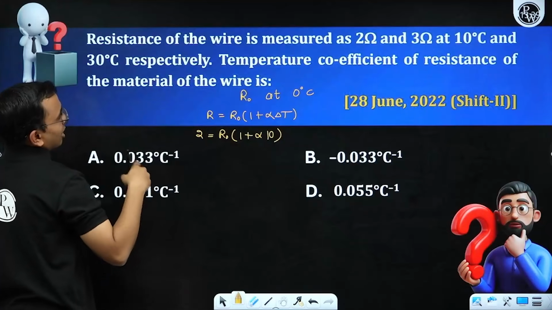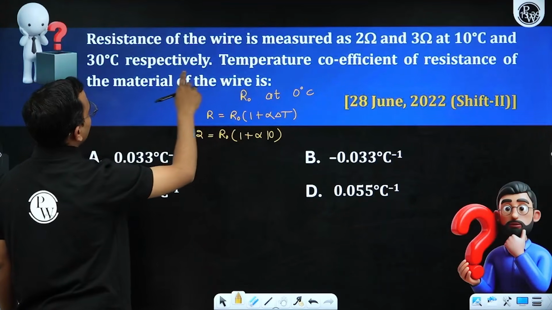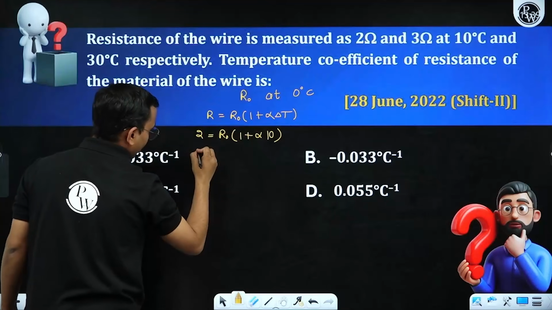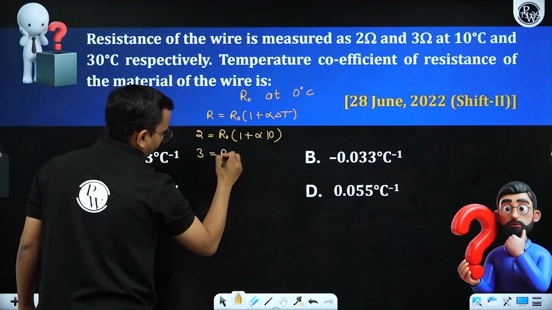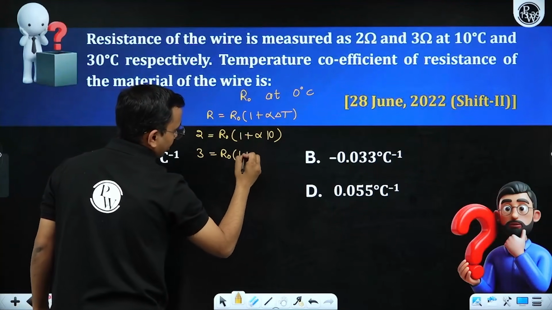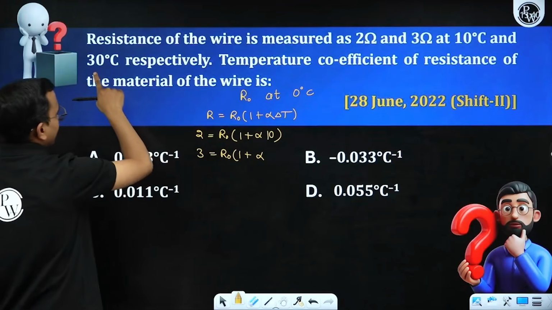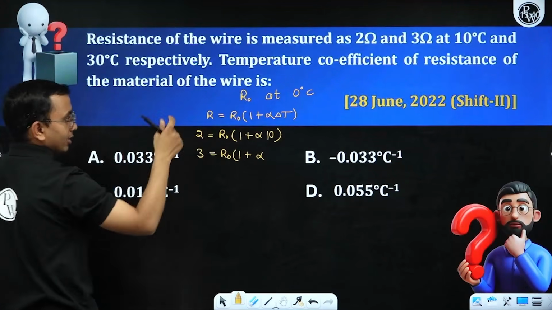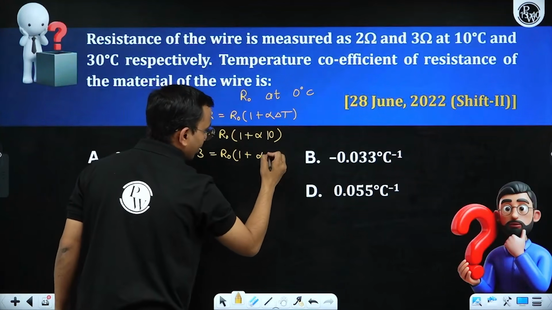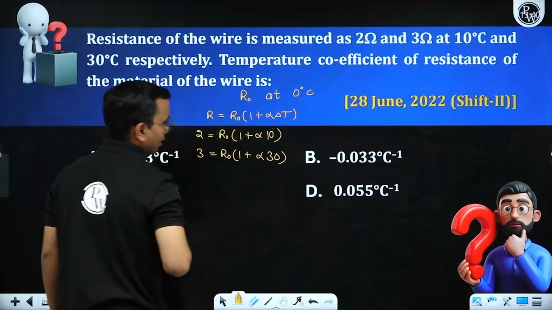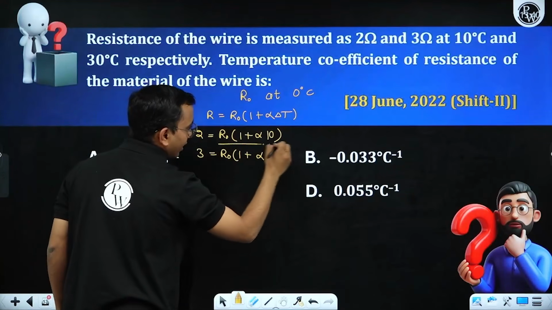Another case, when it becomes 3 ohm, 3 ohm will become at 30 degrees Celsius. So, 3 equals R naught into 1 plus alpha into delta T. Delta T in this case is 30 minus 0, that is 30. These two equations you got, we'll divide them.